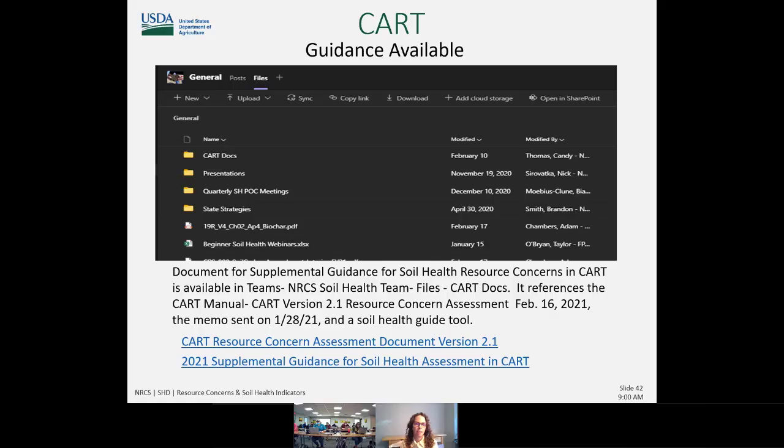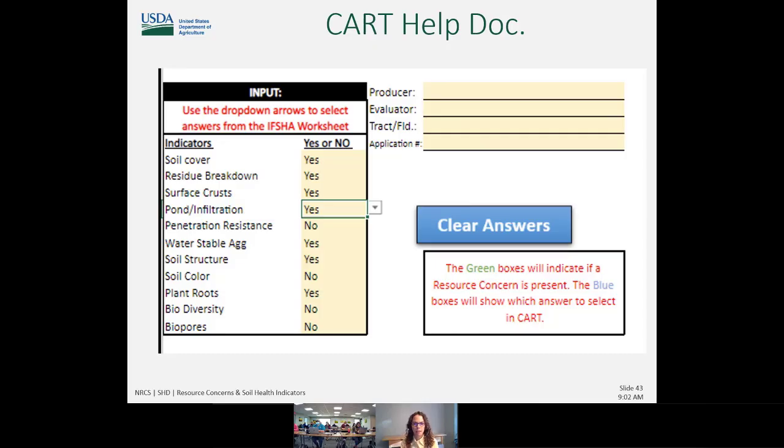So we have a guidance document that's really helpful in navigating through CART. It is called the Supplemental Guidance for Soil Health Resource Concerns in CART, and we have it available in Teams in our soil health teams folders and files under CART documents. It references the manual for CART version 2.1 from February this year, and has a soil health guide tool. So we have a couple links here to the supplemental guidance, and it's really helpful, and I will show you here.